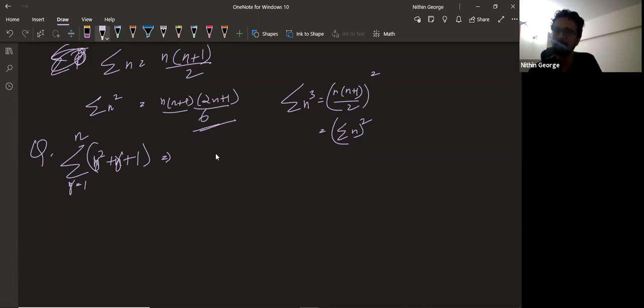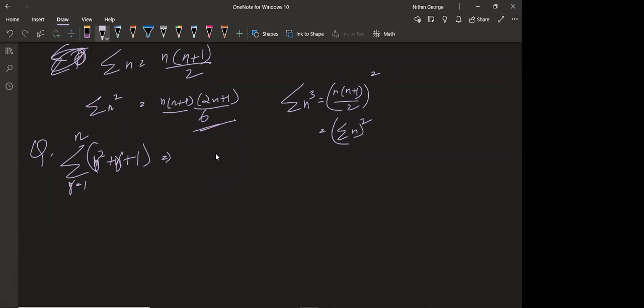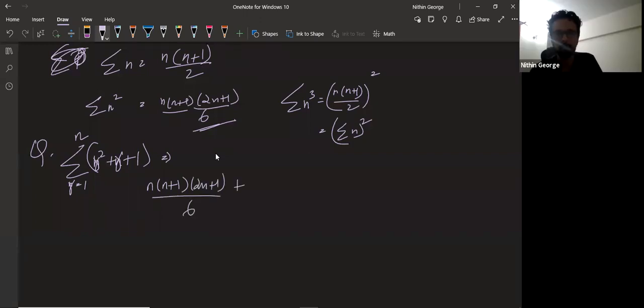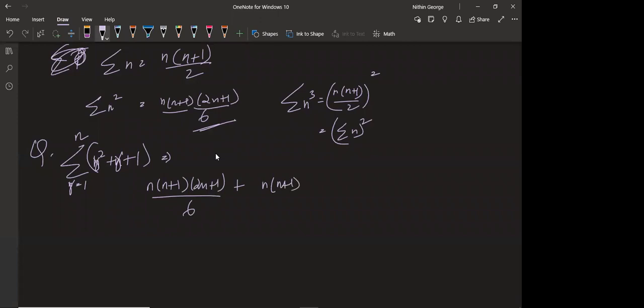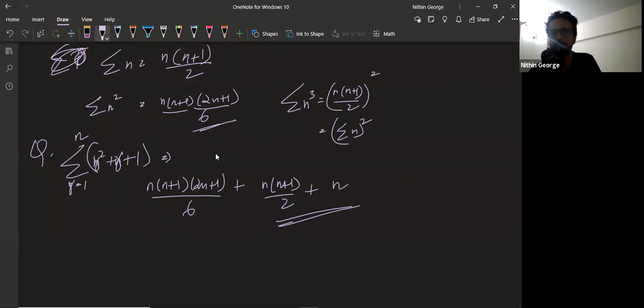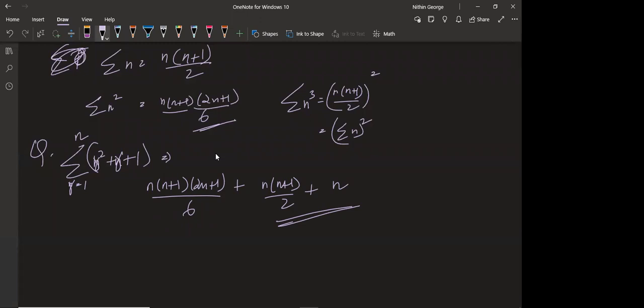Quickly, just tell the answer. Look at the problem and tell the answer. So the answer will be n into n plus 1 into 2n plus 1 by 6, plus n into n plus 1 divided by 2, plus n. Okay. Any doubts here, guys? No, sir.